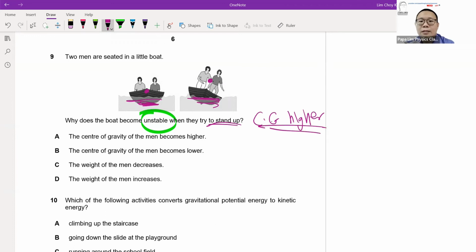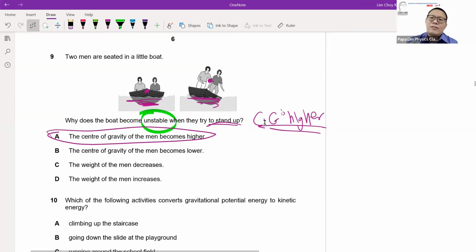The CG of the object is higher now. So when the CG of the object is higher, it means that the system, or the boat, will become more unstable. Stability, stable or not stable, depends on the location of the CG and the base area of the shape.